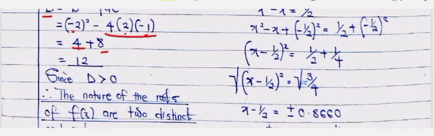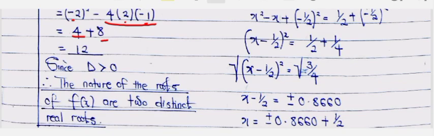Now, how do you conclude? You conclude in such a way that since D is greater than 0, then the nature of the roots of f of x are two distinct real roots. It means you've concluded there are two distinct real roots.